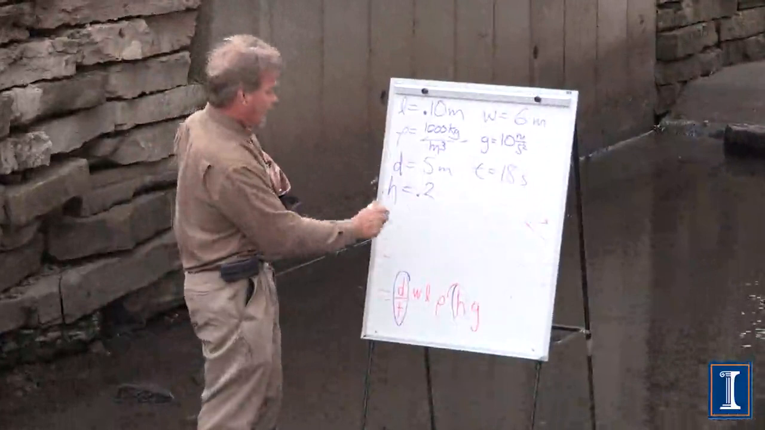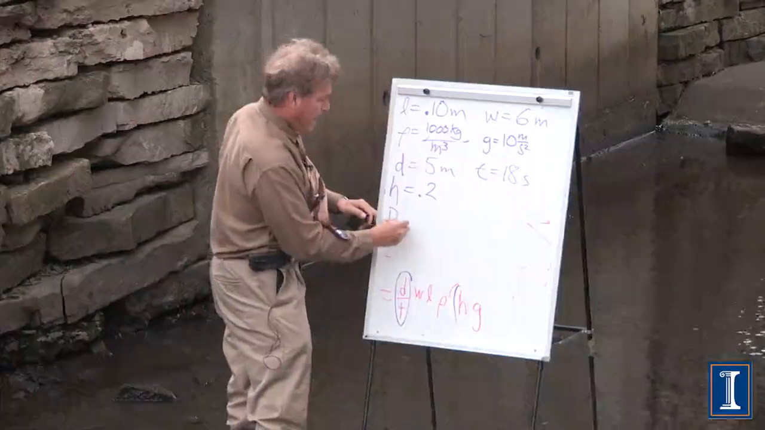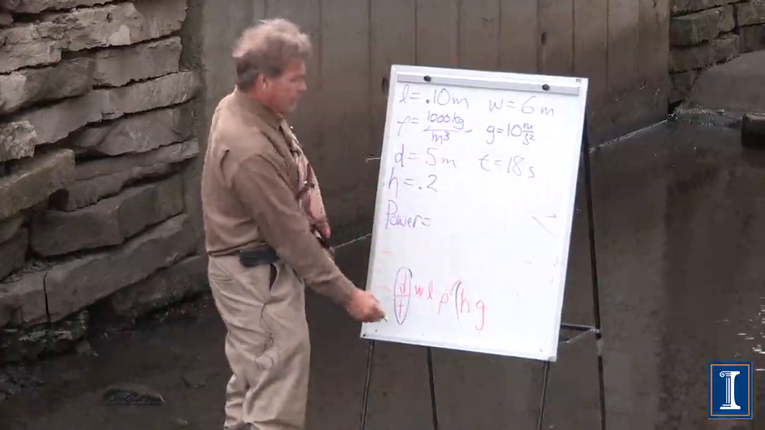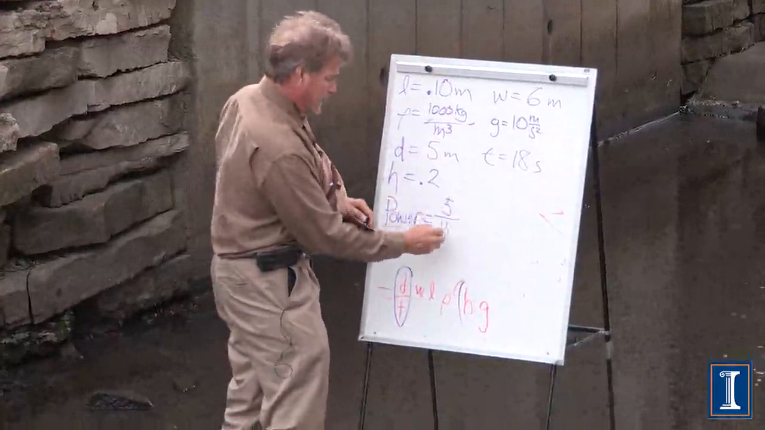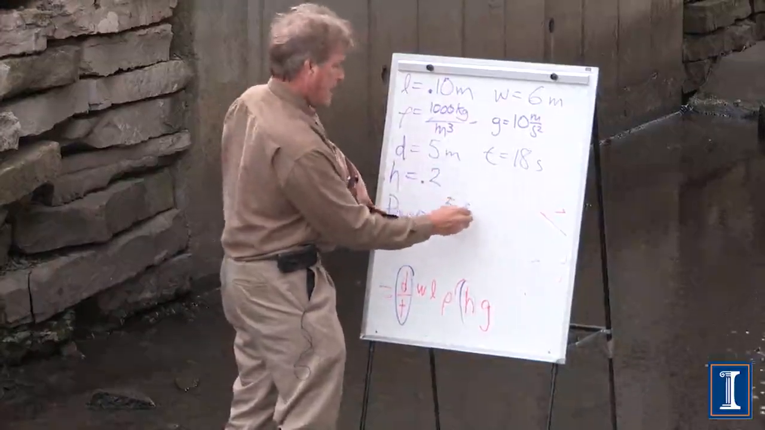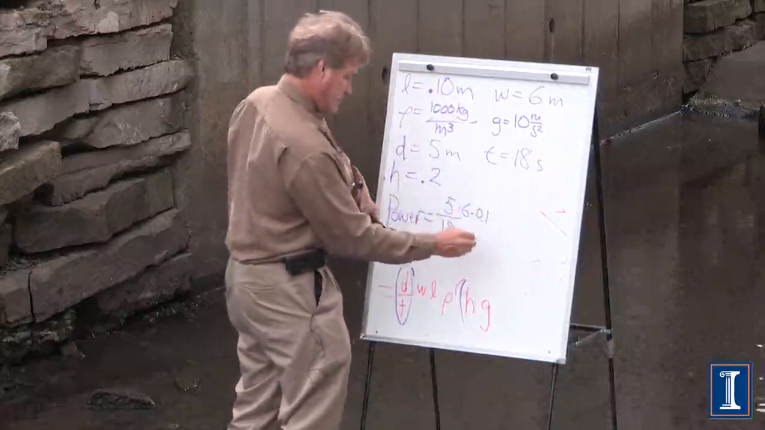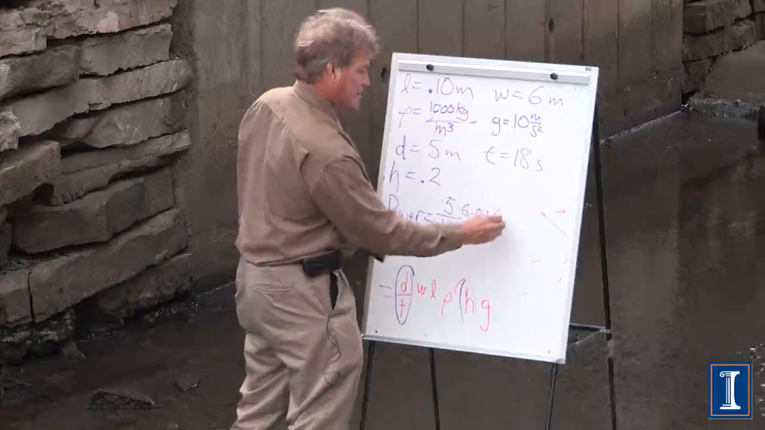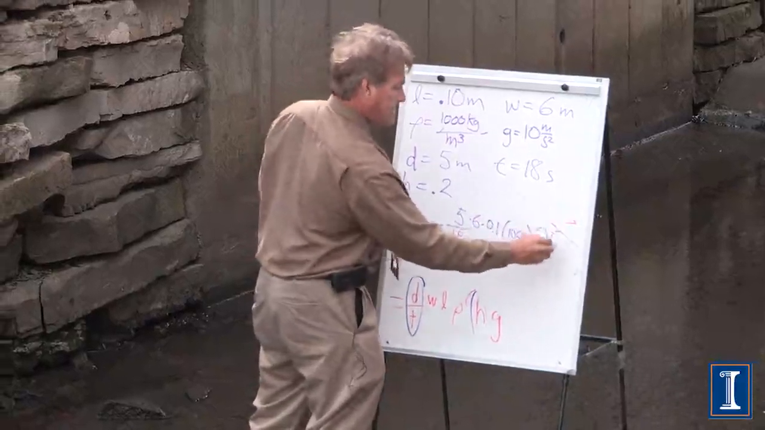Now we need to multiply. So we're going to have power. That's going to be power in watts. Distance over time, 5 divided by 18, times 6, times 0.1, times 1,000, times 10, times 0.2.